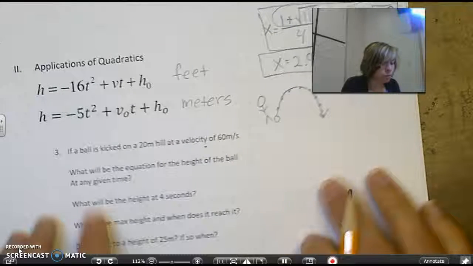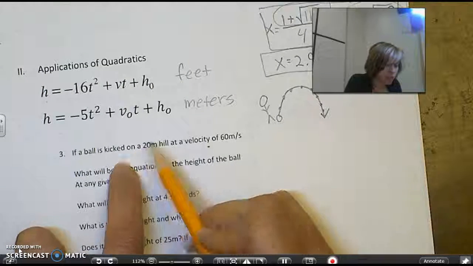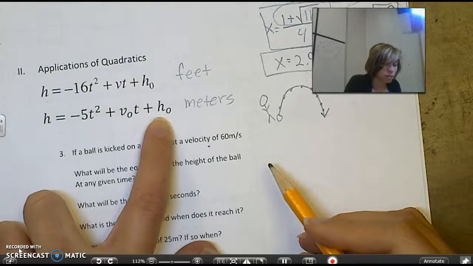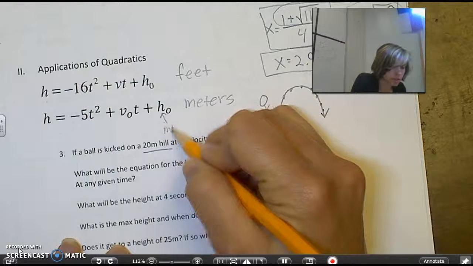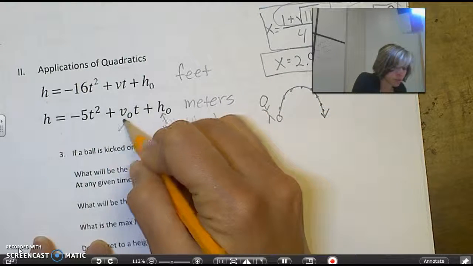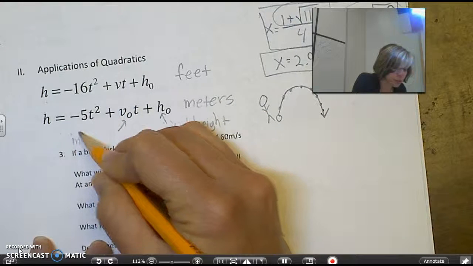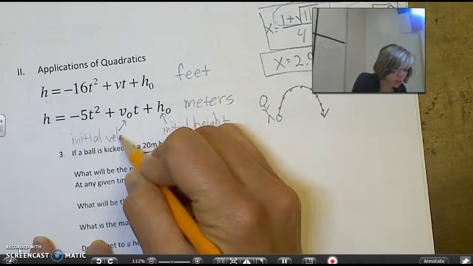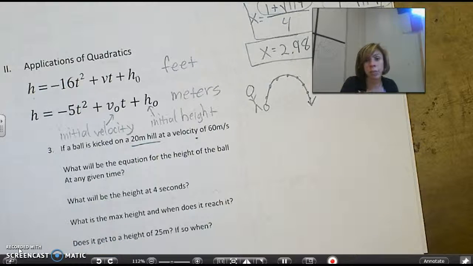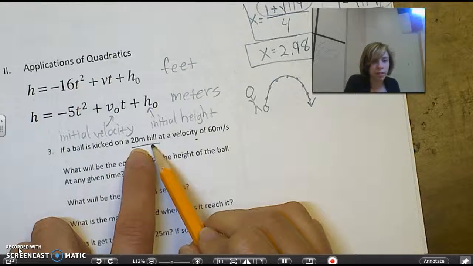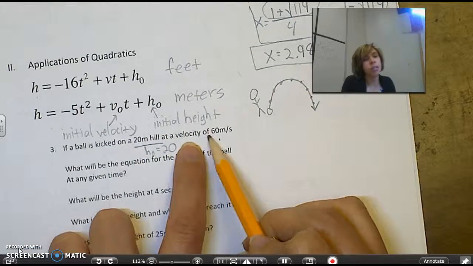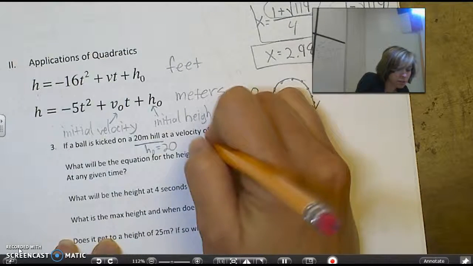Okay, so my hill is 20 meters. So that is going to be my initial height, right? Because remember, this is initial height. And this is your velocity, initial velocity. Okay, so those two things are the things that you need to get out of the word problem. So I've found my initial height. So I'm going to put here initial height equals 20. And my initial velocity is 60. So I found both those things.